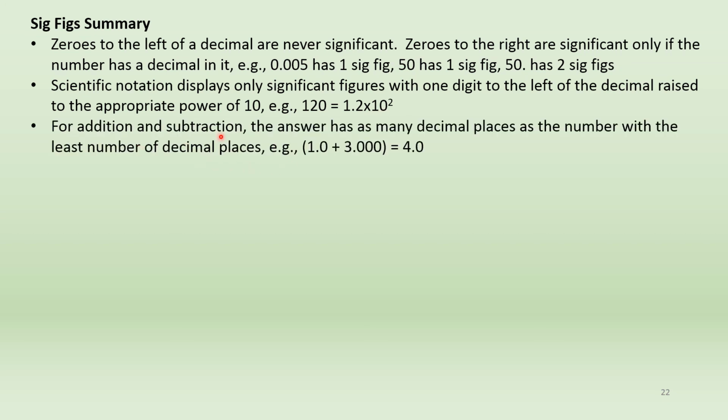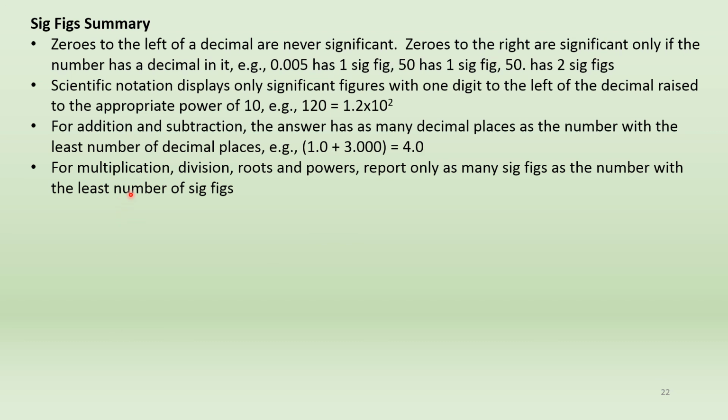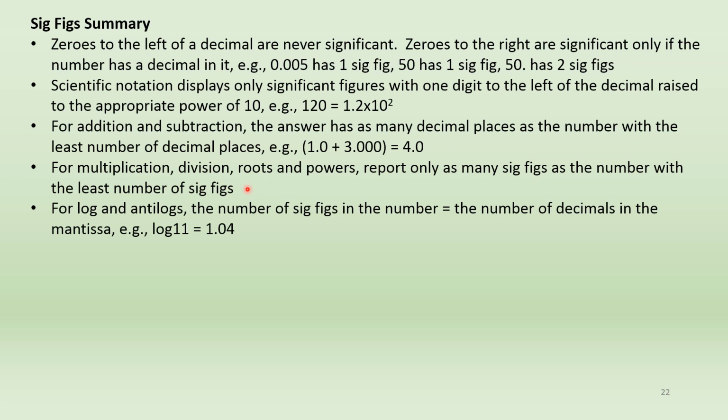For addition and subtraction, the answer has as many decimal places as the number with the least number of decimal places. One decimal and 3 decimals, we report 1 decimal. For multiplication and division, roots and powers, report only as many sig figs as the number with the least number of sig figs. It's a basic rule that works some of the time. For logs and antilogs, the number of sig figs in the number is equal to the number of decimals in the mantissa. So if there are 2 sig figs in the number, we report 2 decimals in the mantissa.